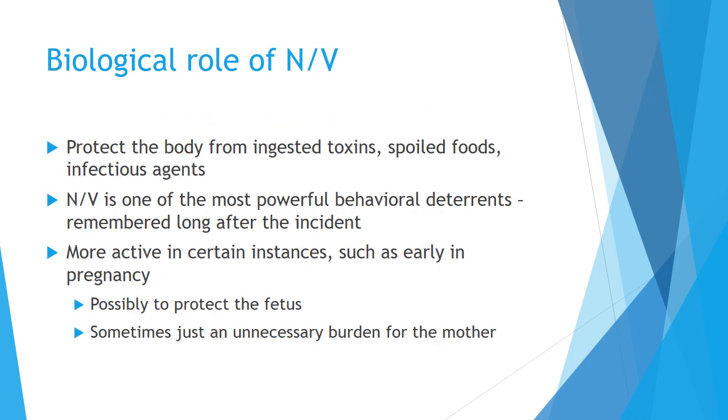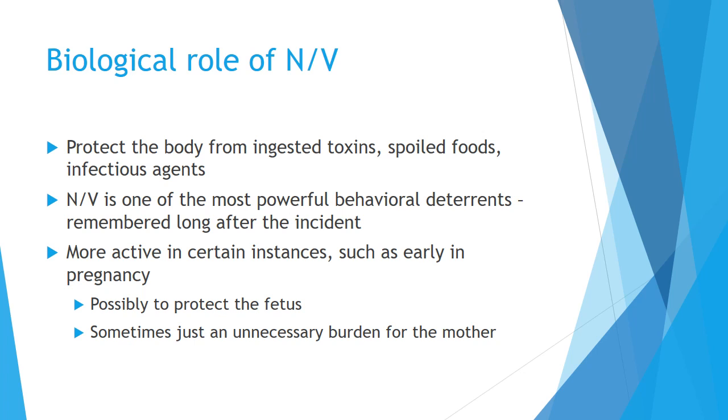So just a little bit of background on the biology: why does nausea and vomiting exist? It's pretty obvious, right? It's to protect the body from ingested toxins, spoiled foods, or infectious agents. It's known as one of the most powerful behavioral deterrents, whereas some people might not be able to remember what they did yesterday. If something made you nauseous, the chances of you forgetting about that are very slim, right? That's one of the most powerful deterrents.